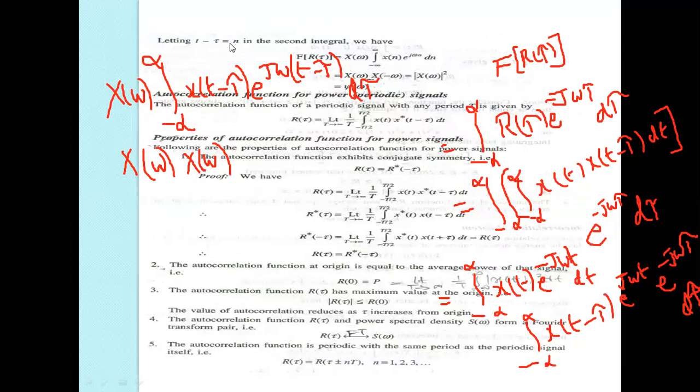Change t minus tau equal to n. Let t minus tau equal n in the second integral. Then it becomes the Fourier transformation relation of x of omega. It is also equal to x of omega actually. Now t minus tau we write as n, and t is equal to n plus tau.